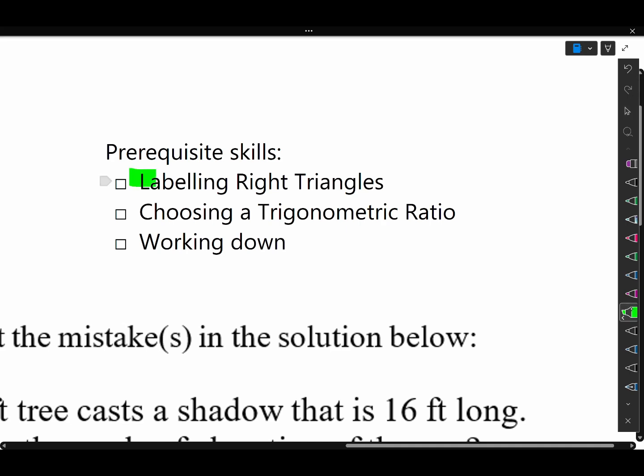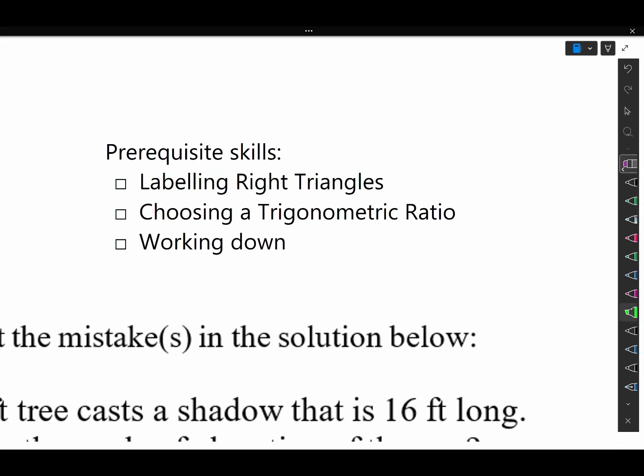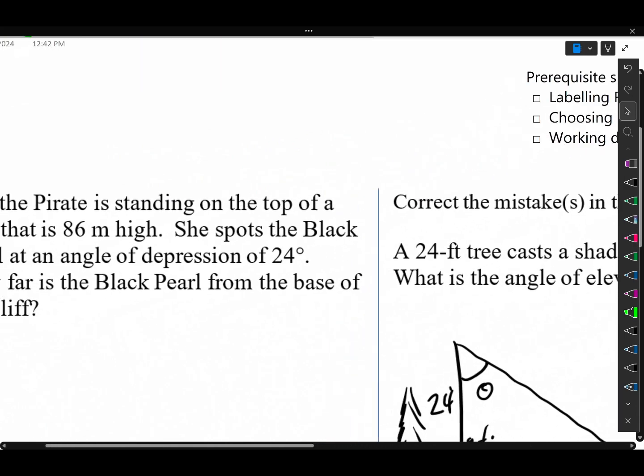Our prerequisite skills for this, we're relying on skills that we've already built on in this course. We're relying on our ability to label right triangles with our opposite, our adjacent, and hypotenuse. We're relying on our ability to choose a trig ratio using our SOHCAHTOA, and we're relying on our ability to work down to show our work and follow along.